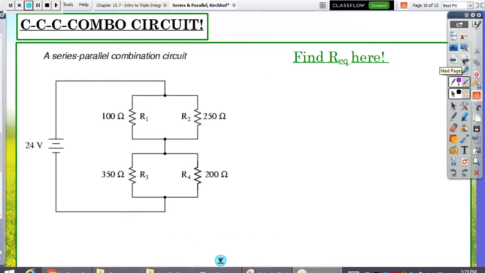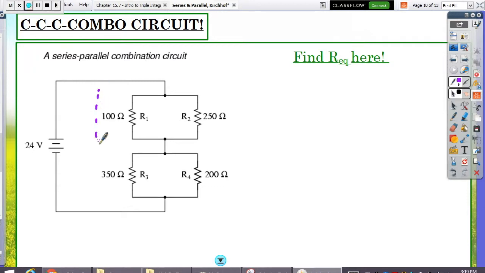So what I'd like you to do now is take a look at this and try to figure out the equivalent resistance here. Just take a minute and try. All right, this one's a little bit interesting. This is what's called a combination circuit. And what we want to do is break it down carefully.